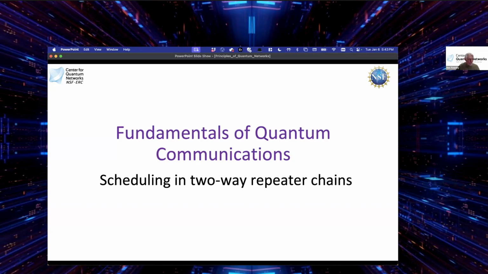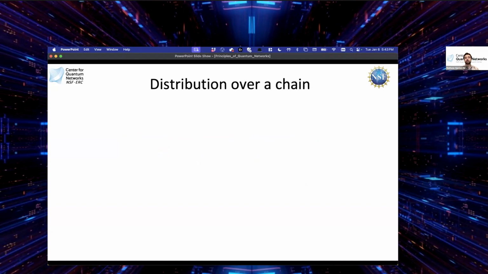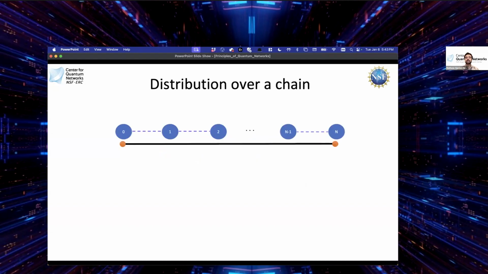Okay. So now that Don introduced this initial background on quantum networks, we're going to talk about scheduling in two-way repeater chains. The idea is that we want to do entanglement distribution over a chain that has, let's say, n plus one nodes, like we see here in the slide. And what we want to do is generate entanglement between node 0 and node n. So the question is, how will we generate entanglement between these nodes?